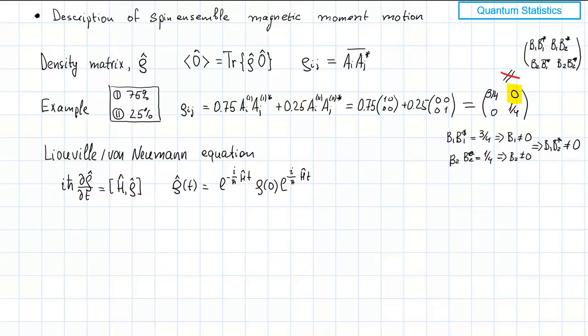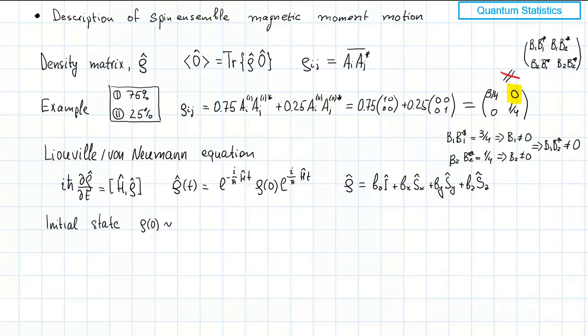Now let's look at the initial density matrix. Since the density matrix is a Hermitian matrix, and in our case it is a 2 by 2 matrix, we can present our initial matrix ρ of 0 as a linear combination of a unit matrix and spin operator matrices Sx, Sy, and Sz, which are proportional to the Pauli matrices. Now we will be even more specific. We will assume that our initial matrix is proportional just to the Sx operator. That is, ρ of 0 is Bx multiplied by Sx.